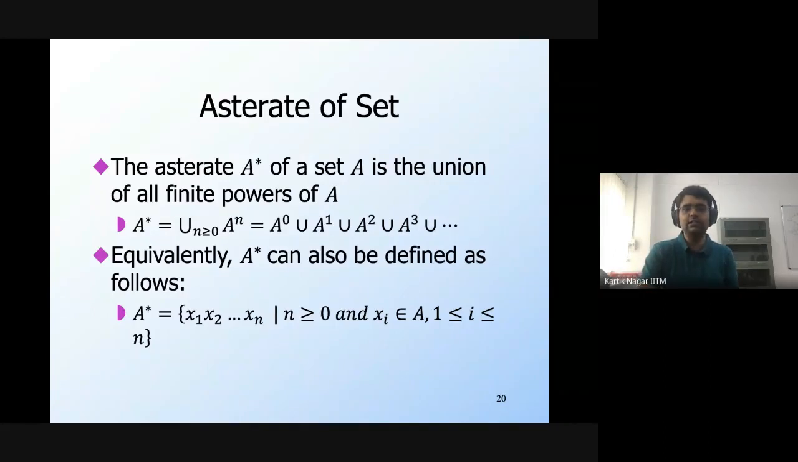So, are there any questions regarding the asterisk of a set? Okay, so let's continue.